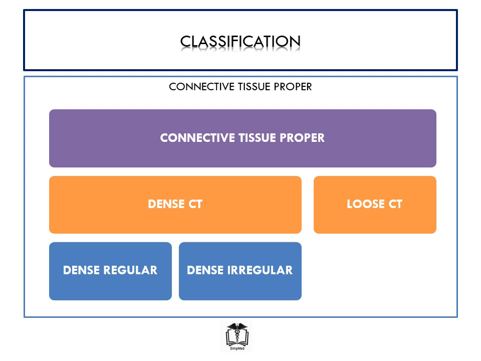Connective tissue proper is divided into two major forms. We have the dense and the loose connective tissue. The dense connective tissue is further divided into two parts depending on the arrangement of the fibers present within it. So we have the dense regular connective tissue in which the extracellular fibers are arranged in a regular pattern, hence the name. And then we have the dense irregular connective tissue in which the extracellular fibers are arranged in an irregular pattern.